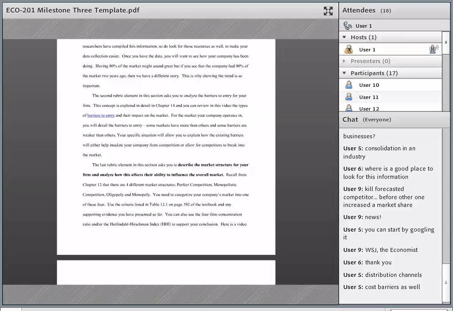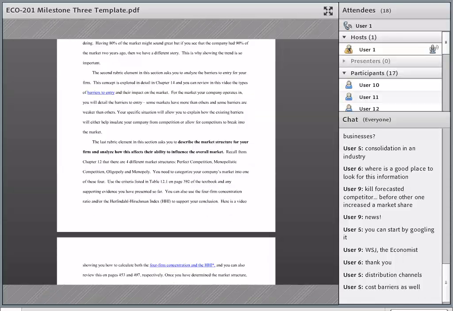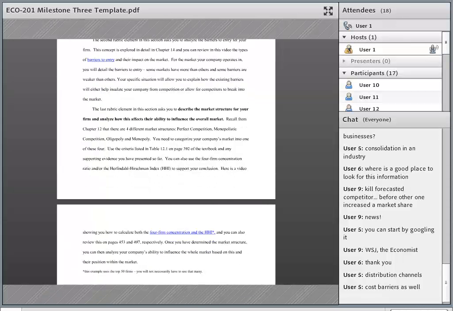And then once you've done that element, you'll go to the last element in this section, which is to describe the market structure for your firm and analyze how this affects their ability to influence the overall market. Now this is a pretty straightforward one. There are 4 different market structures, and they're listed here: perfect competition, monopolistic competition, oligopoly, and monopoly. So you need to decide which of those 4 your industry is. So sneakers, or workout apparel, with the Nike example. Is that perfect competition, monopolistic competition, oligopoly, or monopoly?